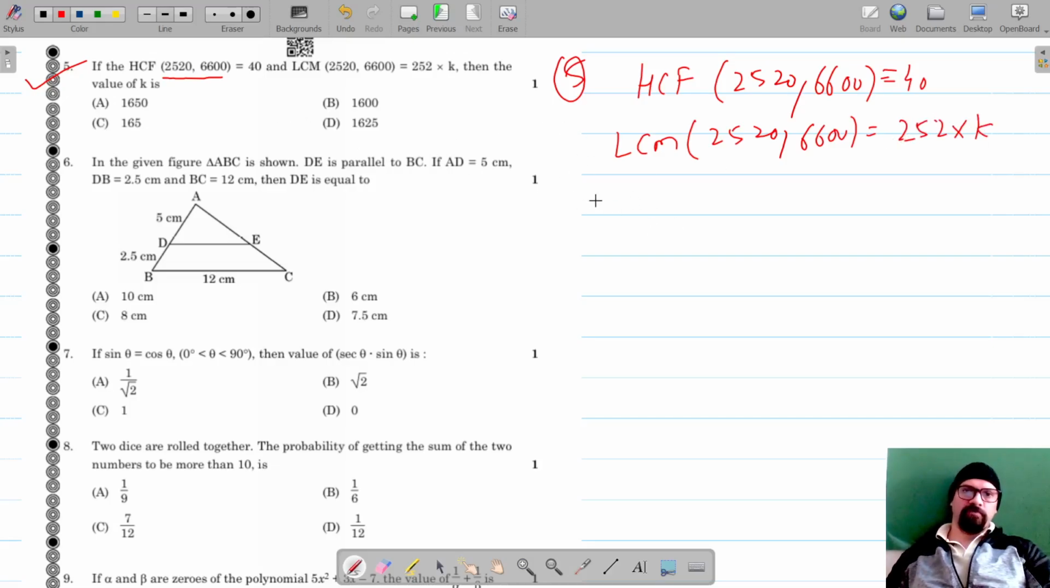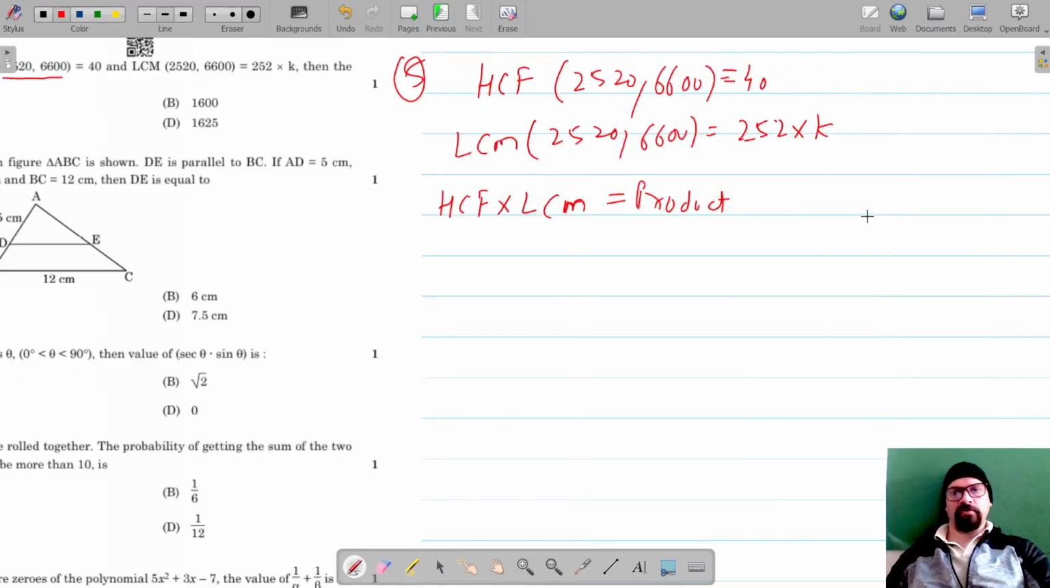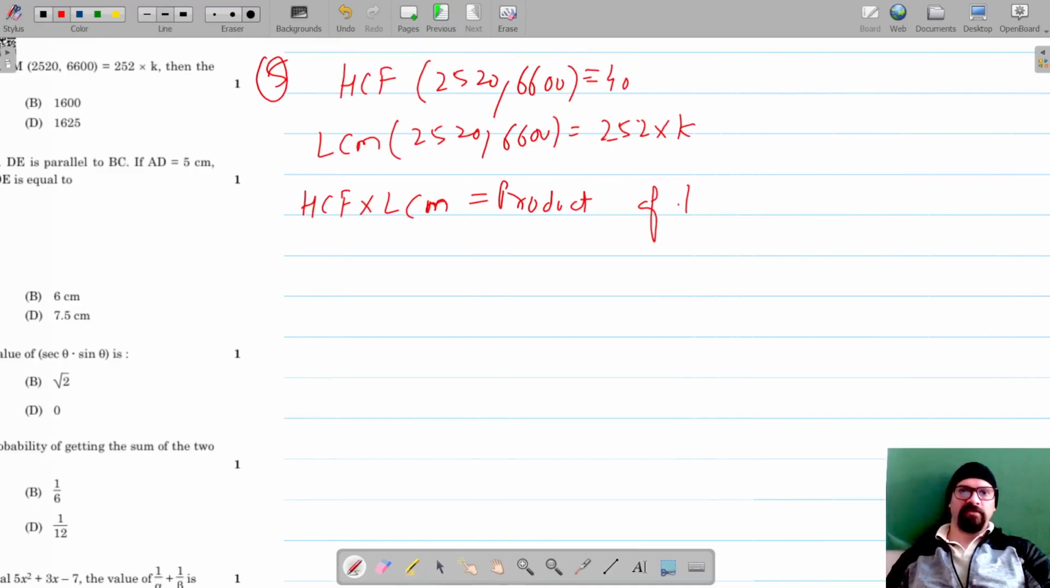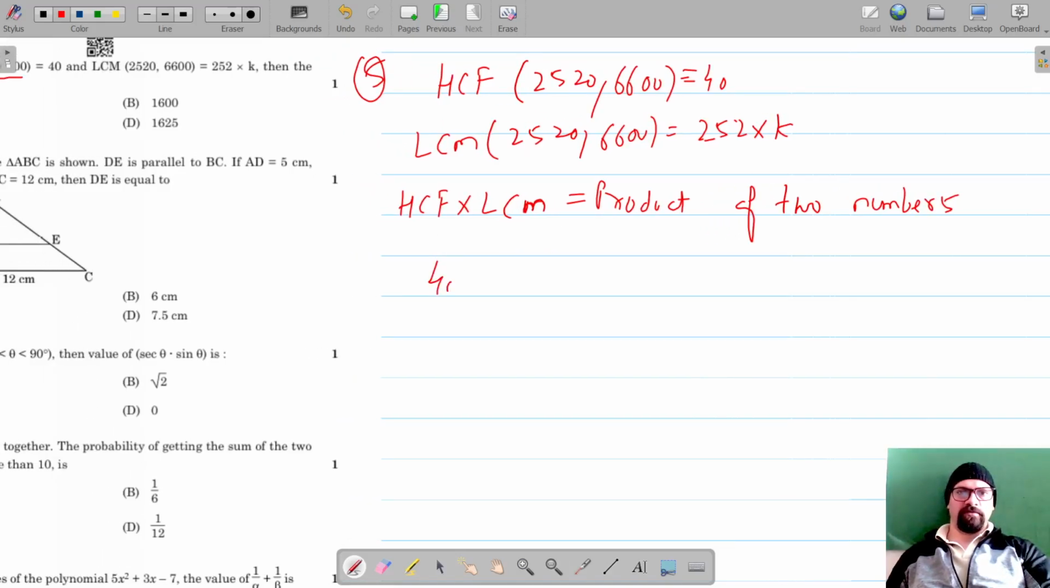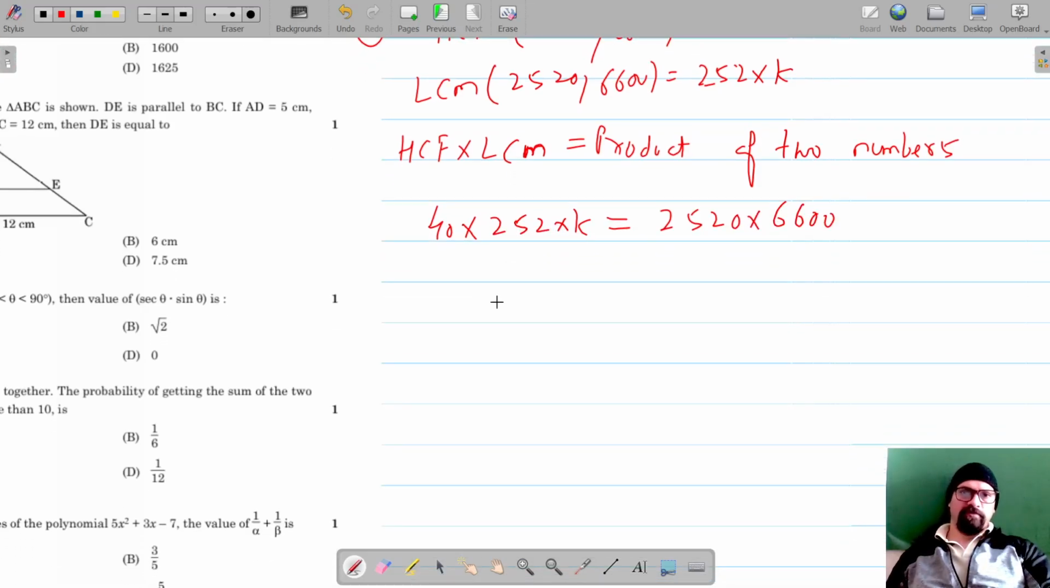Since these are two numbers, there is a relation between HCF and LCM: HCF into LCM is always equal to the product of the two numbers. This relation is valid for the two numbers. HCF is 40, LCM is 252 into K, then the product of the two numbers is 2520 into 6600. We have to find the value of K.